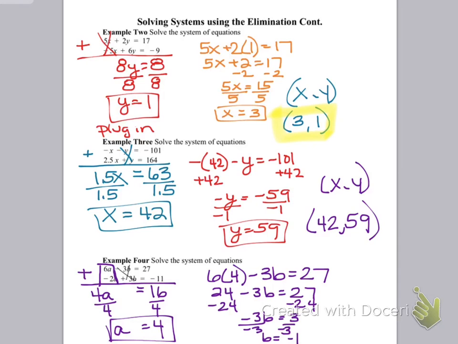So when you're given an answer where you don't necessarily have x and y, put it in alphabetical order. So in this case, we're going to put A, B. So our answer will be 4, negative 1.